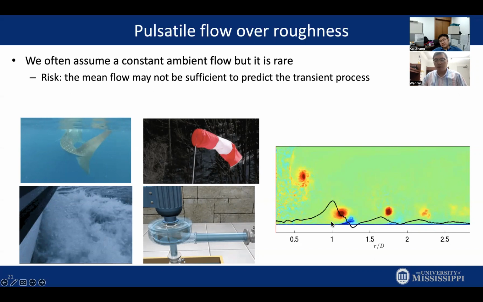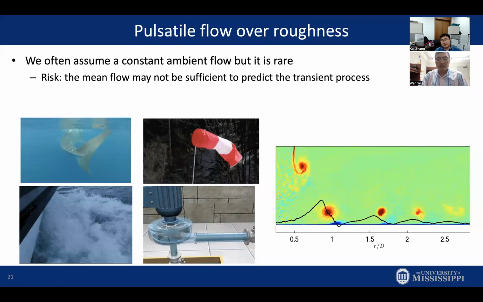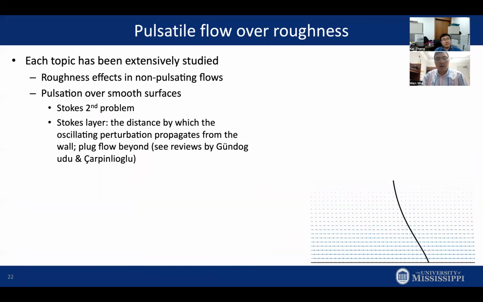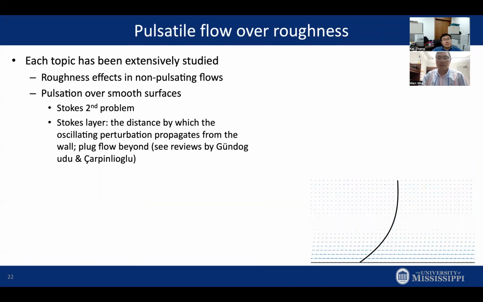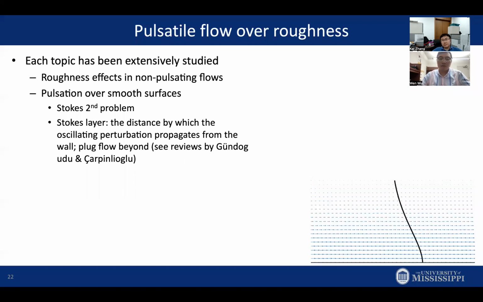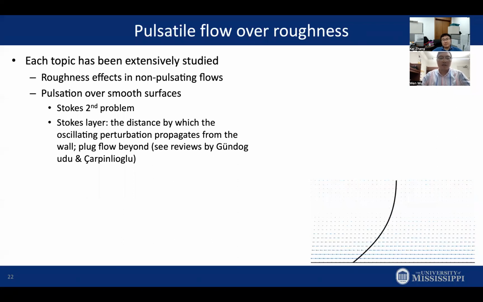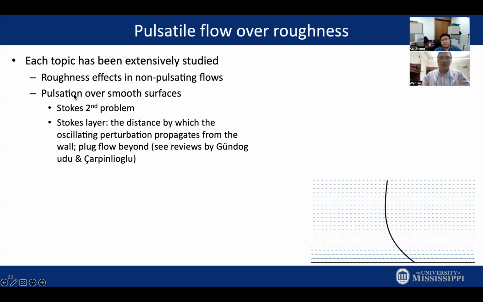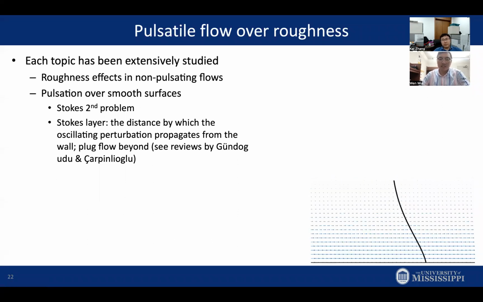For example, if you have a particle on the wall and you use the mean CF, it will not be picked up at all because it averages out these peaks. And actually the strong instantaneous peak can lift it. So the mean flow is not sufficient to predict the actual physics. So we want to look at pulsatile flow over roughness. This is much less studied than pulsatile flow over a smooth surface. But each of these topics, roughness and pulsation, have been studied extensively.